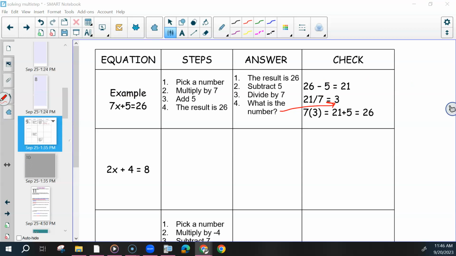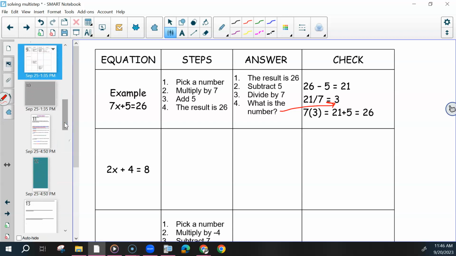What does it mean by pick a number? That's your variable. Oh. Okay, go on to the next page.